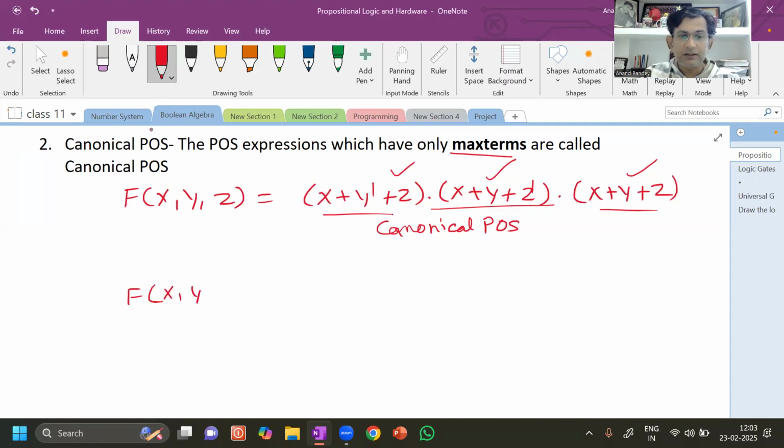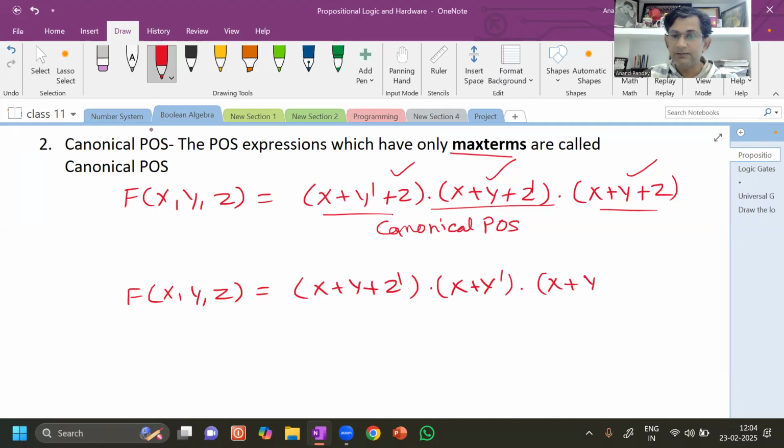Another example. Let me clear this with one more example. Consider this: we have (x + y')(x + y' + z), along with another sum term. This is also a POS expression, product of sums, but it is not canonical because one term is not a max term. Two of them are max terms, but this term is not. What is missing here? Z is missing. What is a max term? Sum of all the literals. You can see here Z is missing, so this term is not a max term.